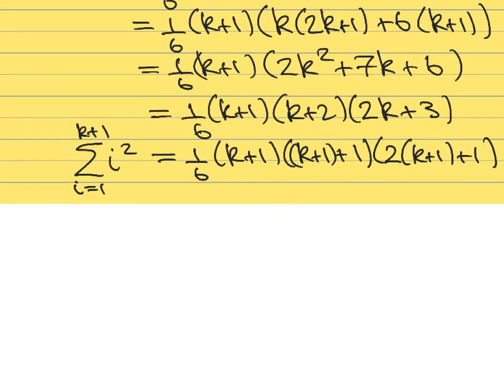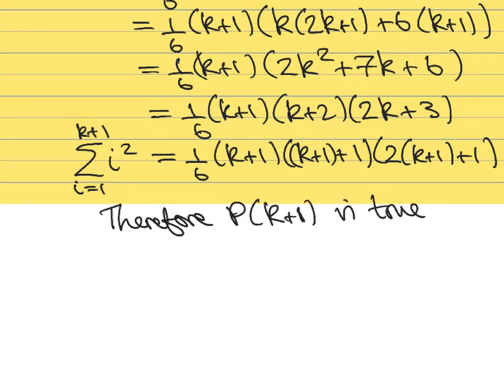But this now, of course, is the formula we had. This is P(n) with n equal to k plus 1. So it's the original formula with the n replaced by k plus 1. So therefore, we've shown that P(k plus 1) is true. And that was our inductive step.